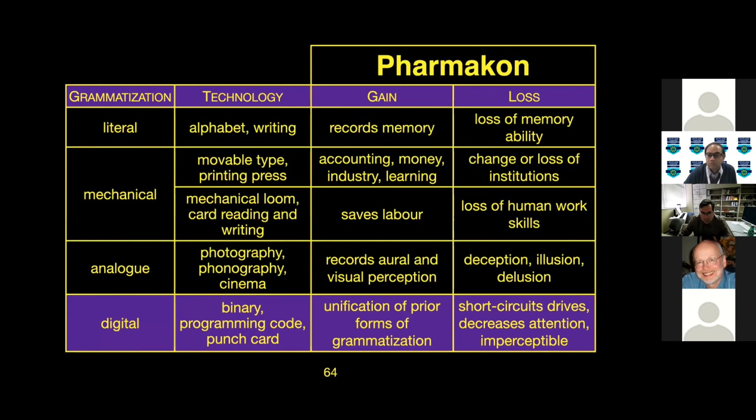This slide displays a summary of the pharmacon for each stage of grammatization. We have time only to consider the pharmacon of digital grammatization. Digital grammatization has the ability to unify computational data and algorithms from all other stages of grammatization. Since all processes and automatisms can be rendered in digital form, all techniques can be digitized and unified.